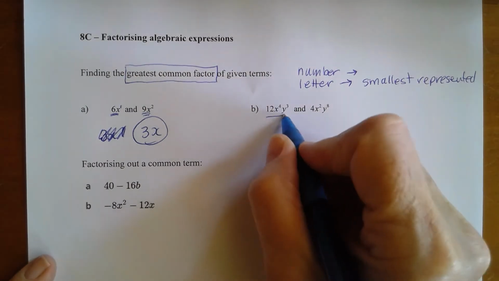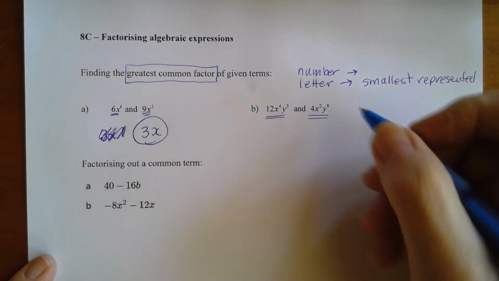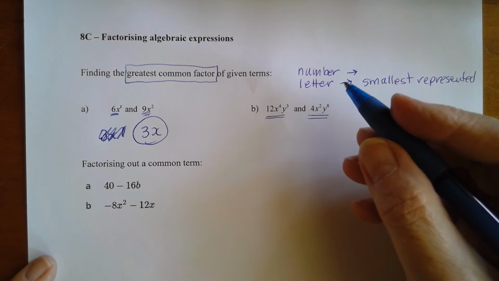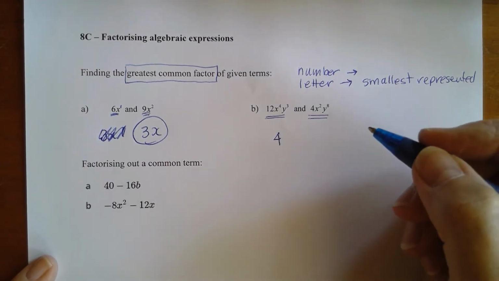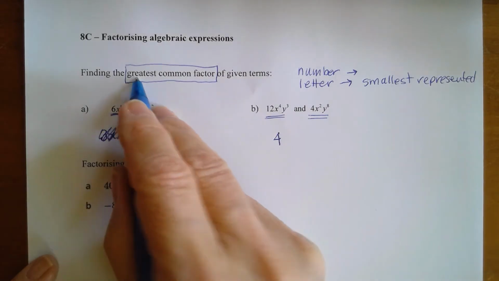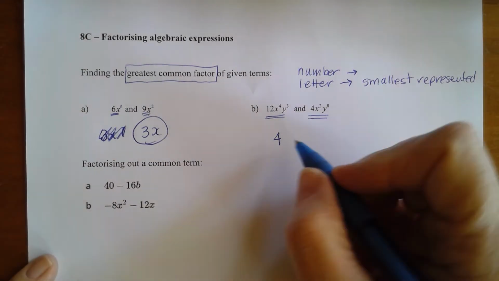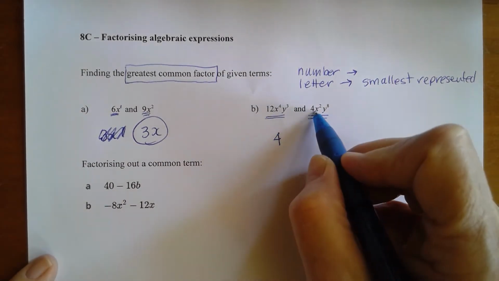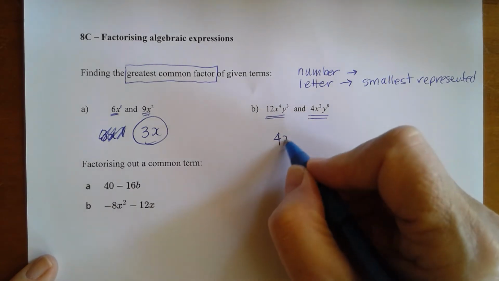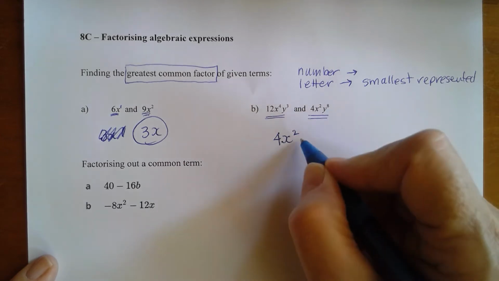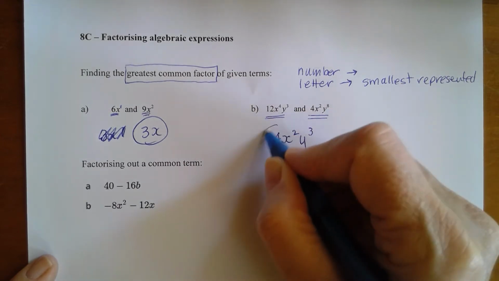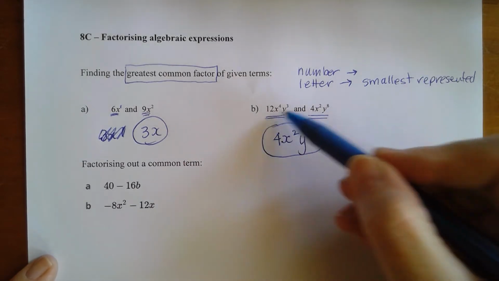Now let's look at this. I need the number that goes both into 12 and 4. That's 4. Now if you wrote 2, it would be a common factor, but it's not the greatest common factor. Okay, and then I look and I go, this is x to the 4th, and that's x squared, so I pick the smallest. This is y to the 3rd and y to the 8th, so I pick y to the 3rd. And that's the greatest common factor between these two terms.